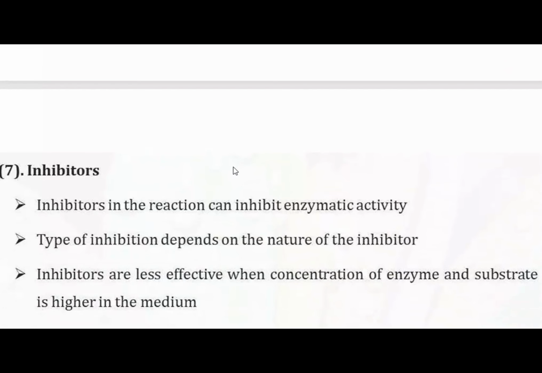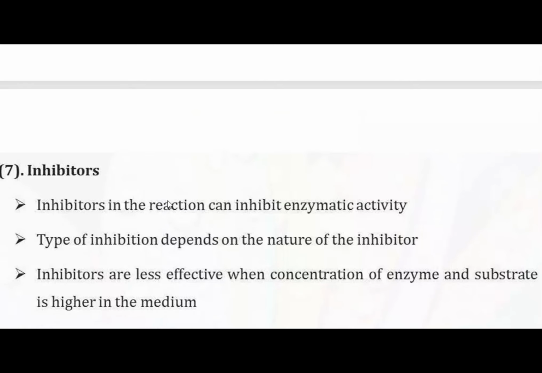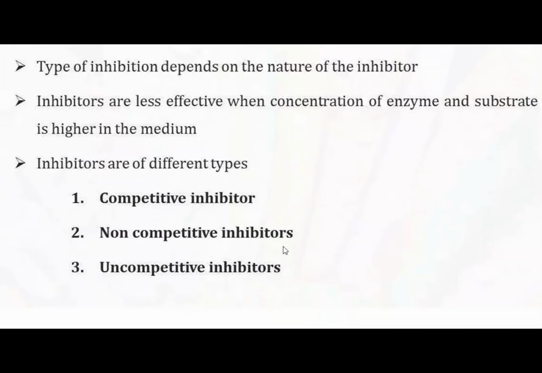Now, a very important factor is called the inhibitors. Inhibitor means that it can inhibit the enzyme activity, and the types of inhibition depend on the nature of the inhibitor, that is, what type of inhibitor binds with the enzyme active site. If we have to classify, then enzyme inhibitors can be competitive inhibitors, non-competitive inhibitors, or uncompetitive inhibitors. That we will discuss in a later class.